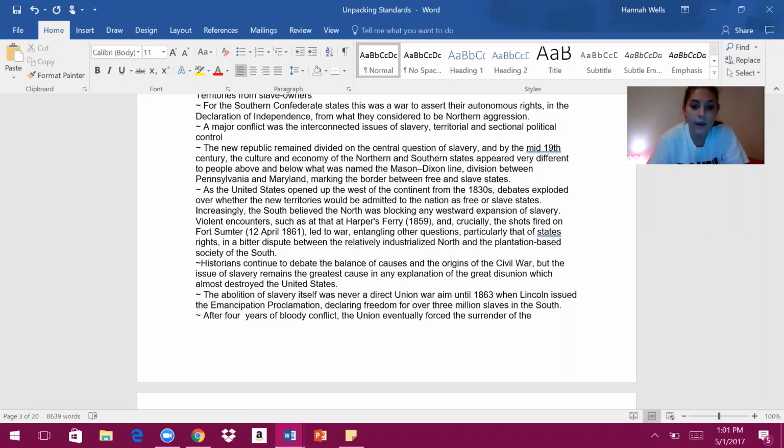Historians continue to debate the balance of causes and the origins of the Civil War, but the issue of slavery remains the greatest cause in any explanation of the Great Disunion, which almost destroyed the United States.